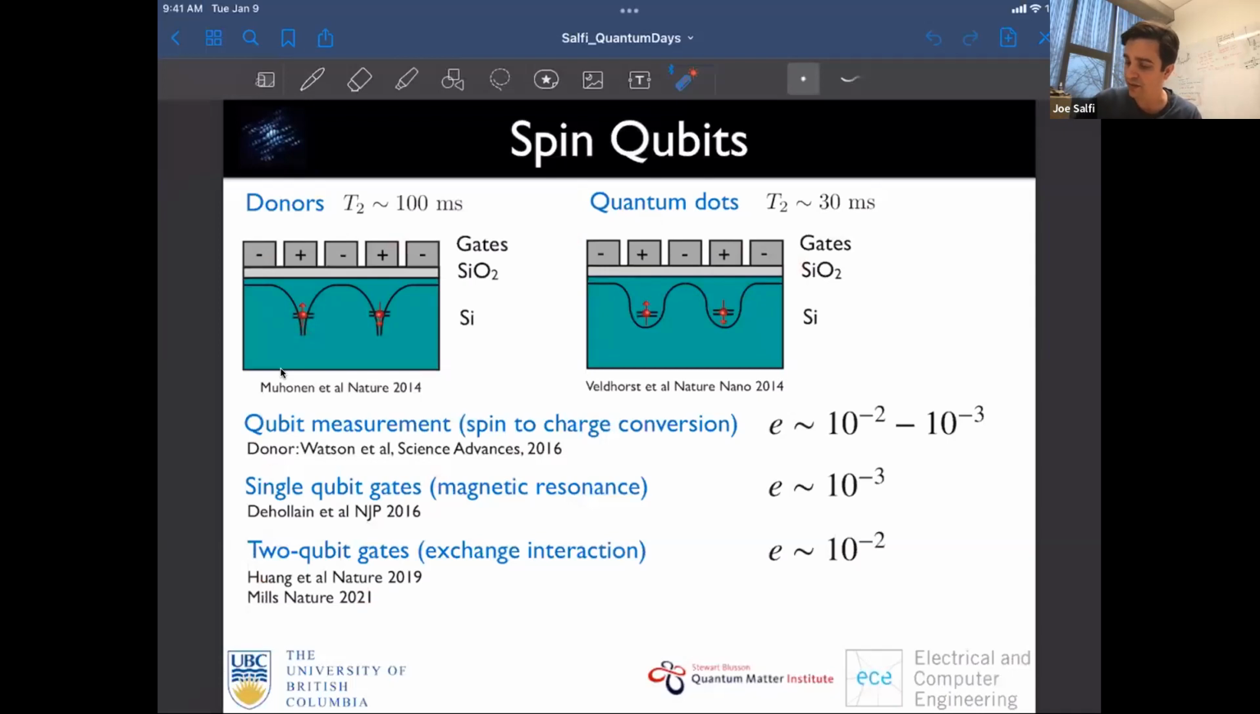And so the state of the art results are that single and two qubit gates are now at errors around 1%, and measurement, well, actually single qubit gates and measurement can even be below that. This is exciting because that's the level of fidelity you need to start competing with trapped ion and superconducting qubits.